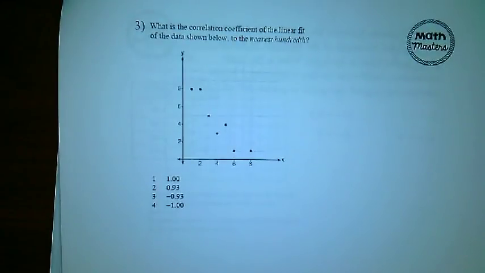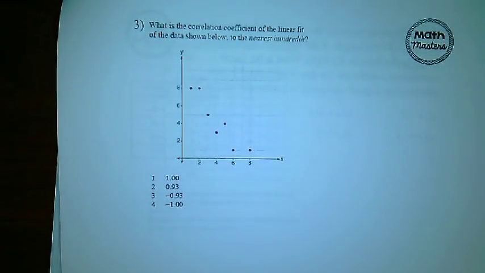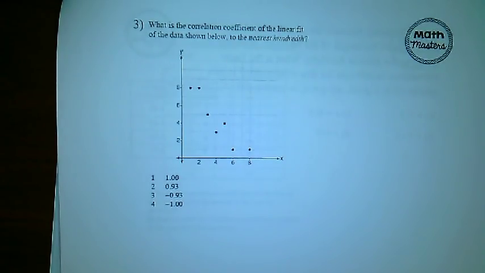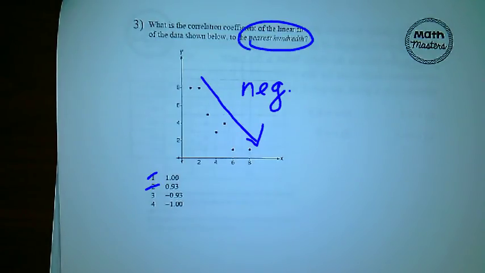All right, so we have another correlation coefficient, and we want the linear fit. So first we should look. We're going to cross off 1 and 2. Hopefully you notice this is going down, so it's definitely going to be negative. Now, what you also need to be thinking of is whether this is perfect. If you wanted to, you could take all of these coordinates and actually find r to the nearest hundredth.